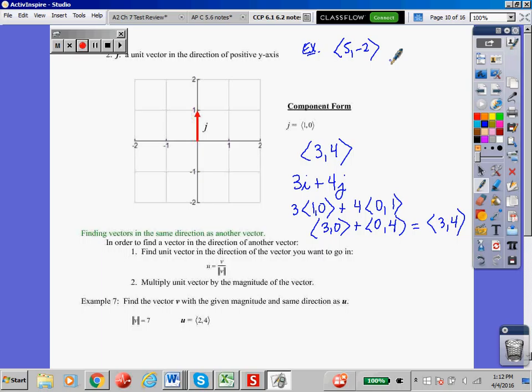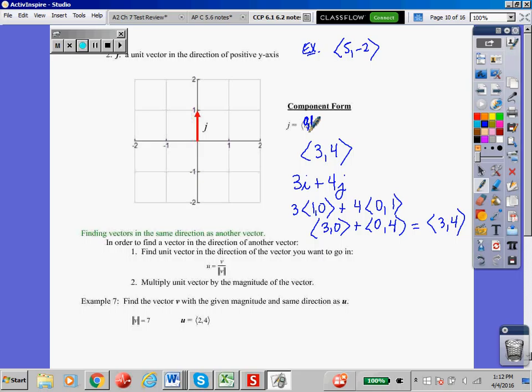Is the J supposed to be 1 comma 0 or 0 comma 1? Oh, it's supposed to be 0, 1. That's a typo. Thank you. Yeah, that's 0, 1. Sorry, that's just a typo. It's okay. No, I'm glad you asked.